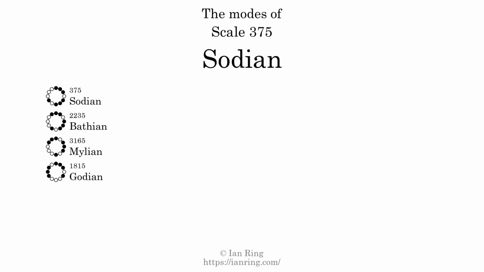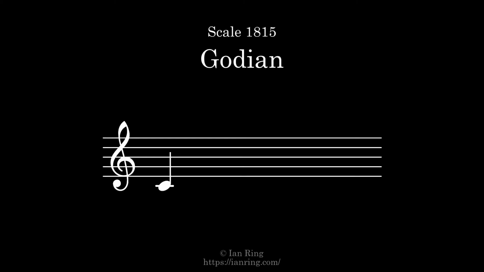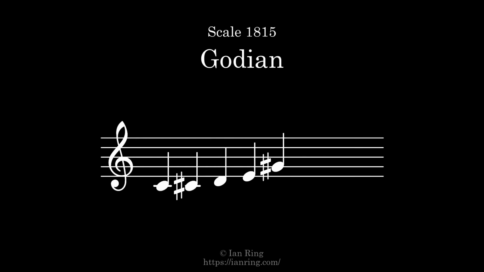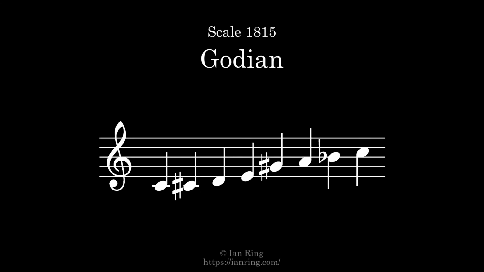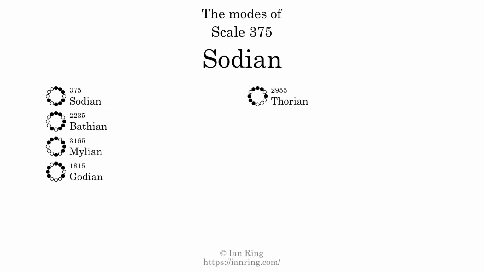The fourth mode is scale 1815, also known as Godian. It sounds like this. The fifth mode is scale 2955, also known as Thorian. It sounds like this.